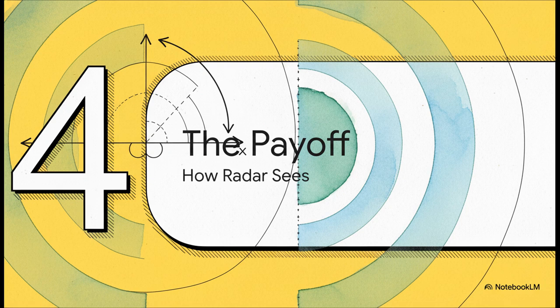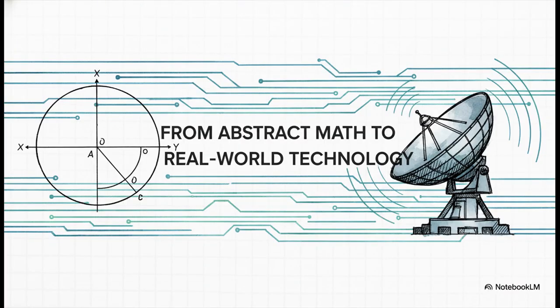Okay, so you might be thinking, why? Why do we have to care so much about this one specific starting point? Is this just some random arbitrary rule for a math class? No way. Let's get to the payoff. Because this whole system, this simple agreement, it's not just for a textbook. It is the exact operational logic behind a piece of technology that literally shaped the modern world.